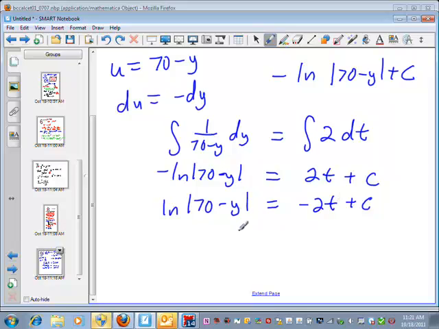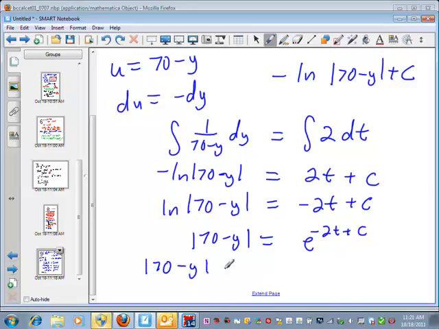Okay. What do I do to both sides? How do I get rid of the natural log? Right, you raise the exponential of both sides, right? So that means e to the minus 2t plus a constant. Right, so e to both sides. So 70 minus y is equal to, and then we can do something with that, but I'll stop.